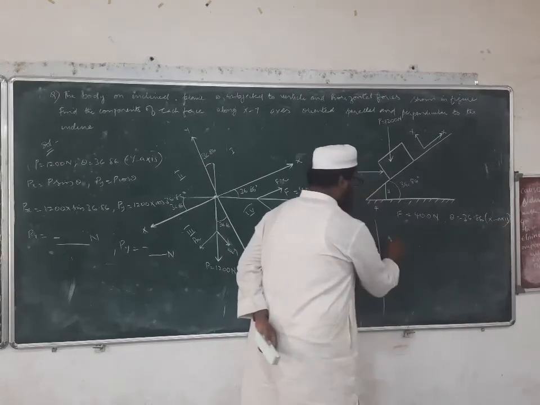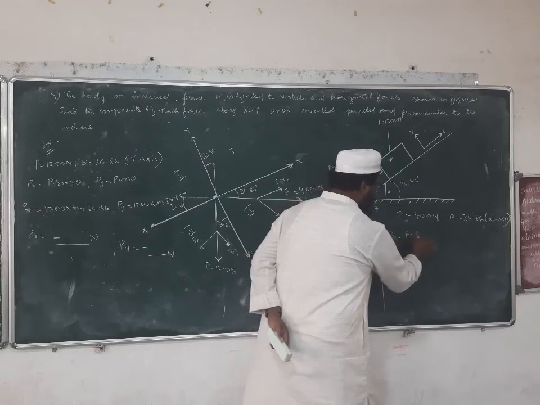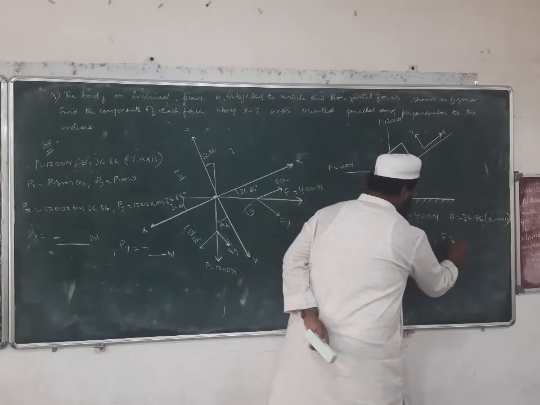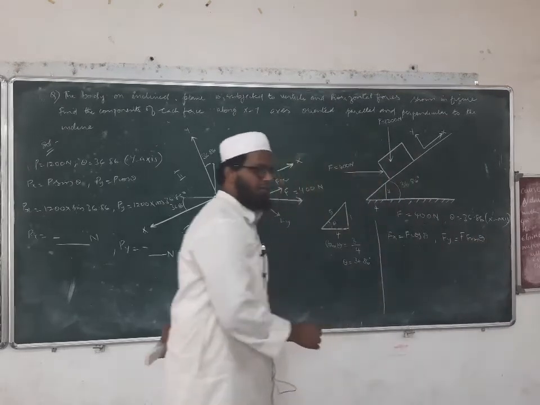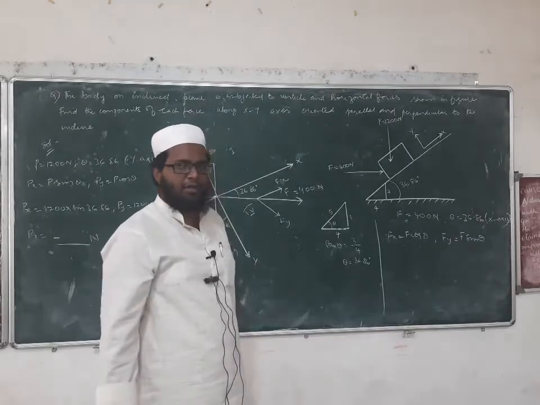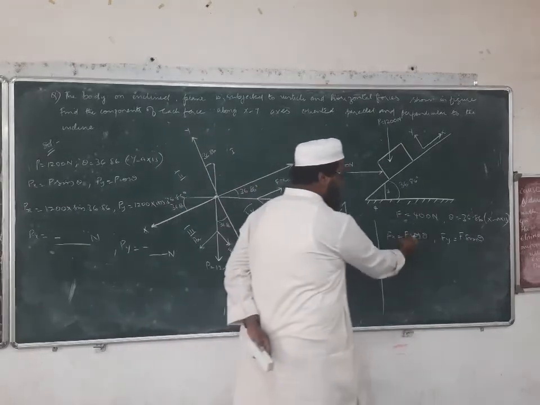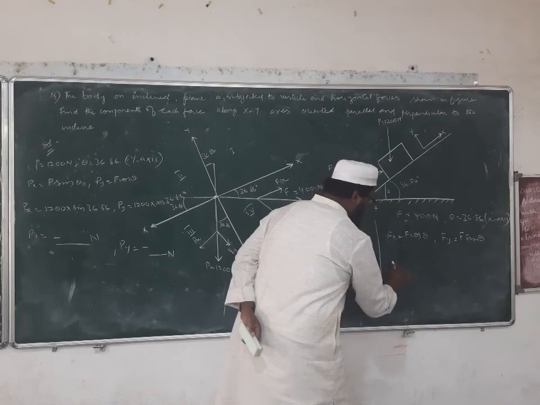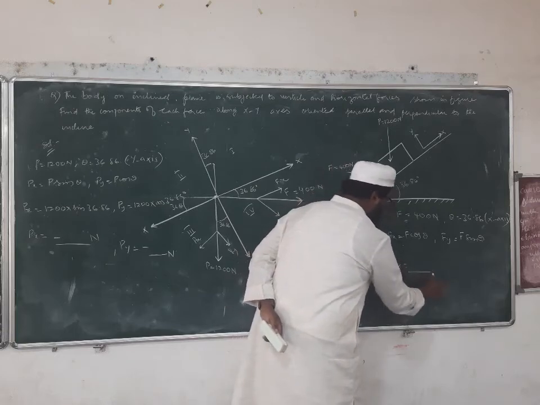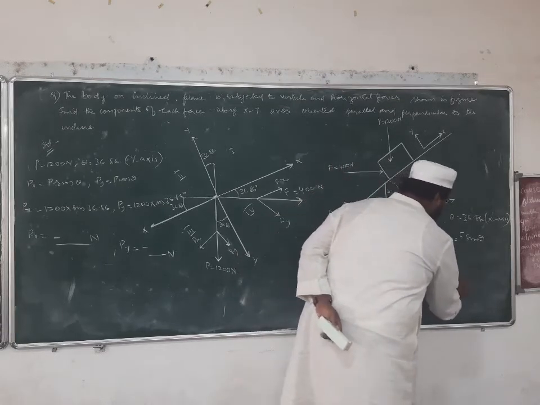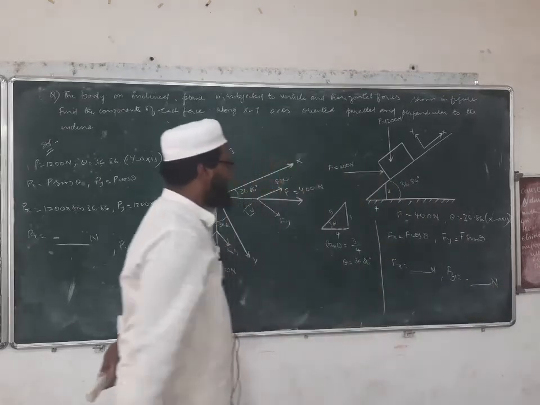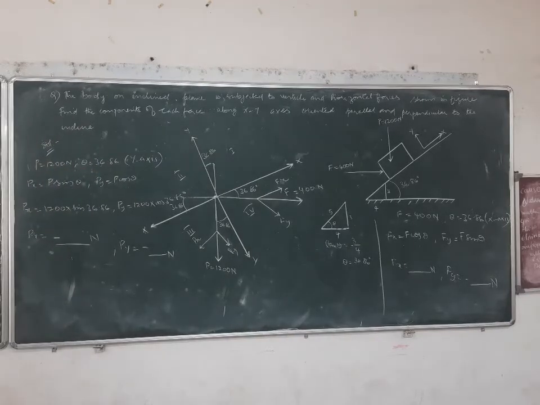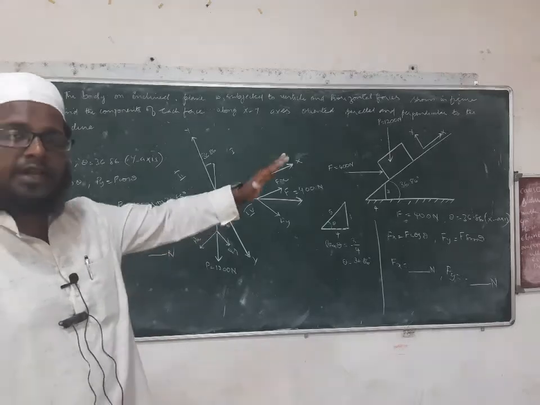So what will happen here? Fx is equal to F cos theta, and Fy is equal to F sin theta. If you substitute the values, 400 into sin, cos and all, you will get Fx is equal to some value in newtons, and Fy is equal to some value in newtons, but with a negative sign. Fy will be negative. So this is how we calculate the components of forces when the block is kept on an inclined surface.